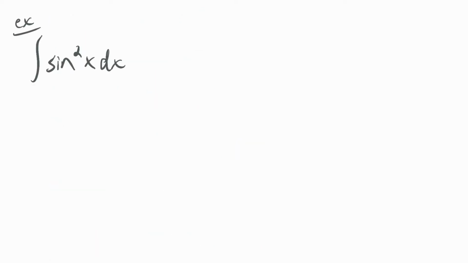Okay, so how about an example that's not just an antiderivative of a trig function, but some modification of a trig function? So the integral of sine squared x dx. There may be other ways to deal with this one, but the way that seems easiest to me is to use a trig identity. So we're going to use the double angle formula for cosine. So cosine of 2x equals 1 minus 2 sine squared of x. And all I have to do is solve for sine squared of x.